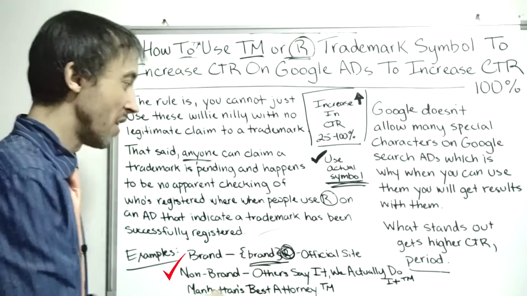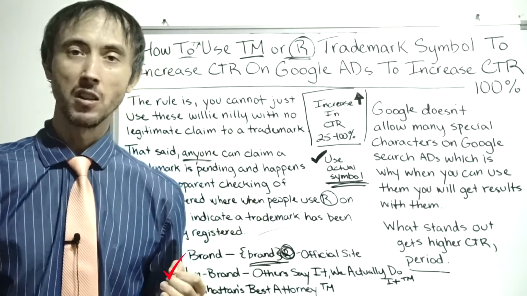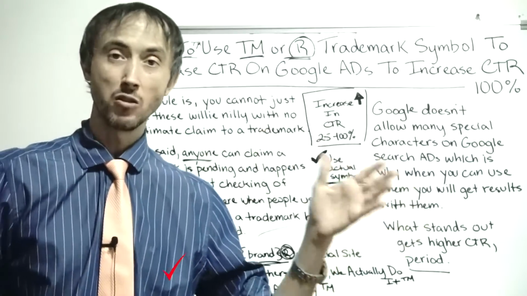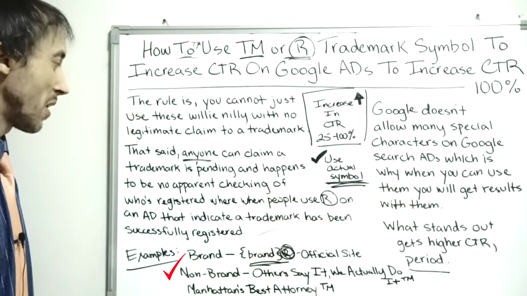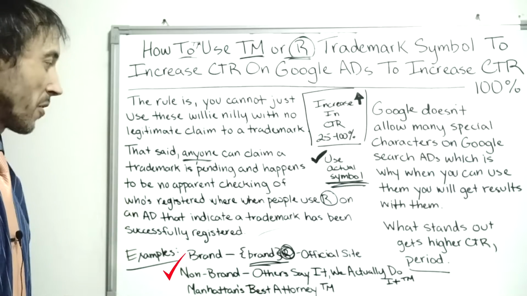But on top of that, the R symbol will make it stand out so they want to see and click on that first. It gets the highest click-through rate out of anything else we find for a brand ad, literally. So I would recommend that for brand clicks. Now for non-brand clicks, okay, here's a couple other techniques you can use.